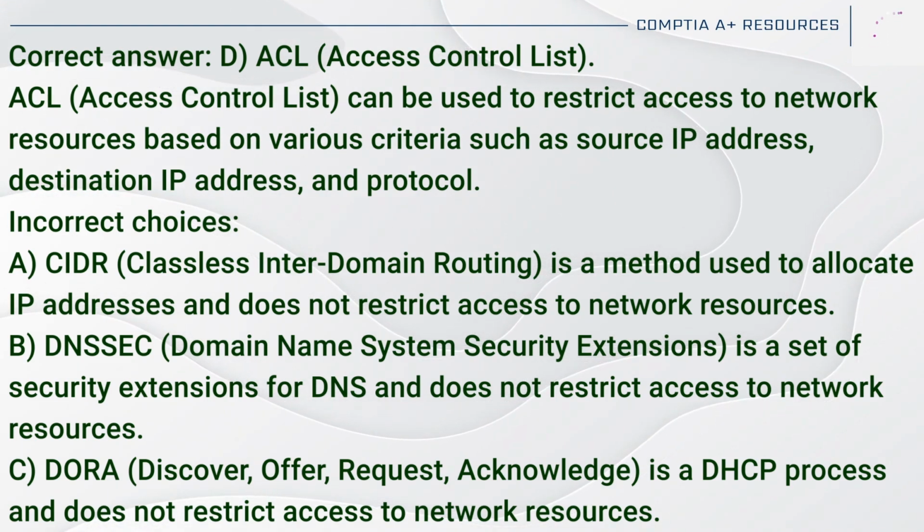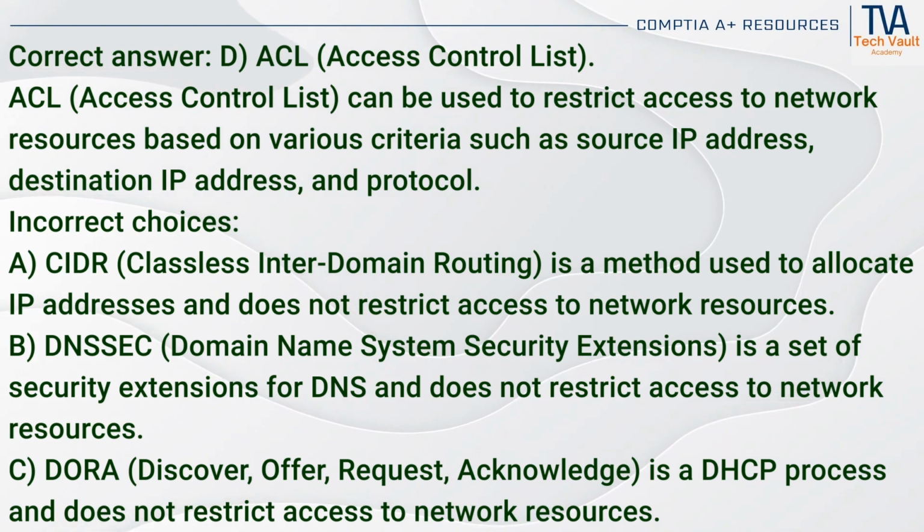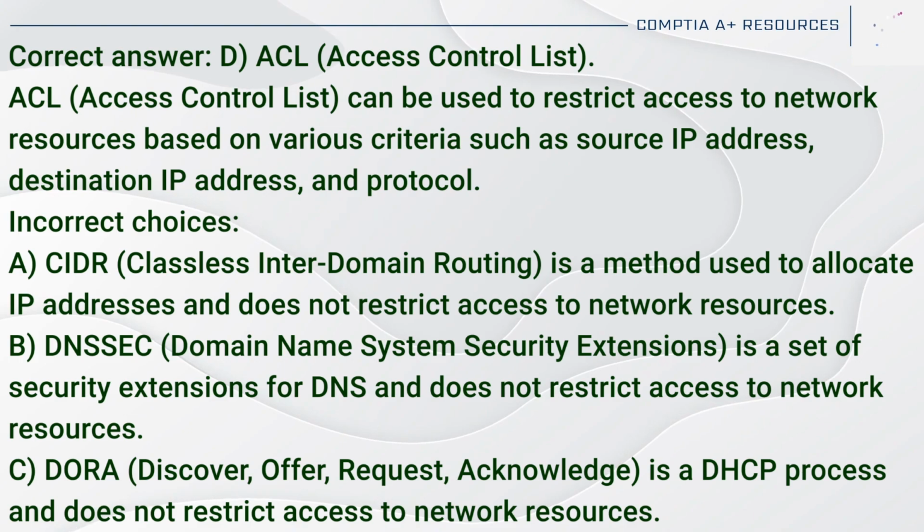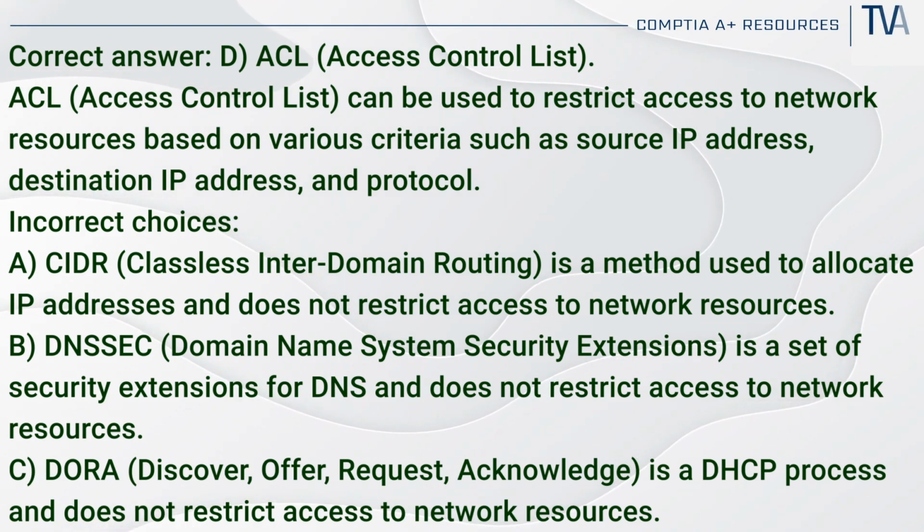Incorrect choices. A, CIDR, Classless Inter-Domain Routing, is a method used to allocate IP addresses and does not restrict access to network resources. B, DNSSEC, Domain Name System Security Extensions, is a set of security extensions for DNS and does not restrict access to network resources. C, DORA, Discover, Offer, Request, Acknowledge, is a DHCP process and does not restrict access to network resources.